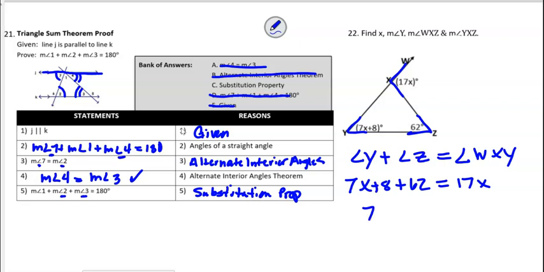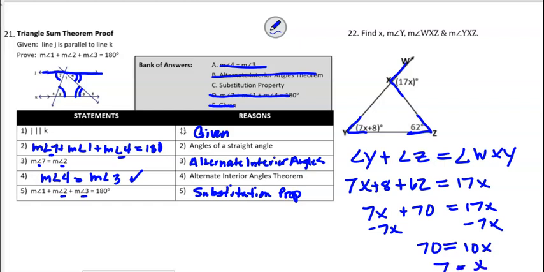So this is going to be 7x plus 70 equals 17x. Subtract the 7x from both sides. So 70 equals 10x, so x equals 7.